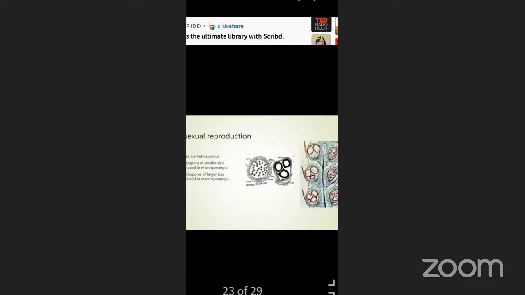So here there are two types of sporophylls, that is megasporophylls and microsporophylls. So that's why we call it heterosporous. Two types of spores are produced in the sporophyte plant, so that's why we call it heterosporous. In the vegetative leaves, it may differ slightly.